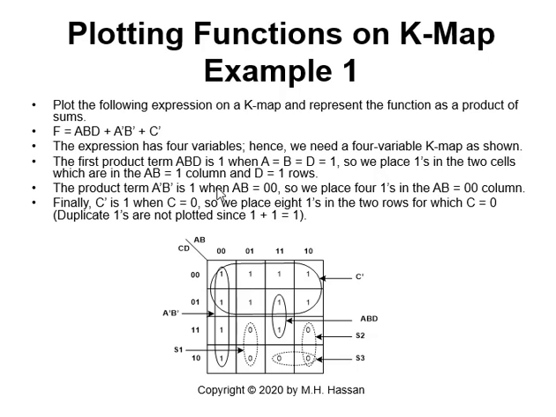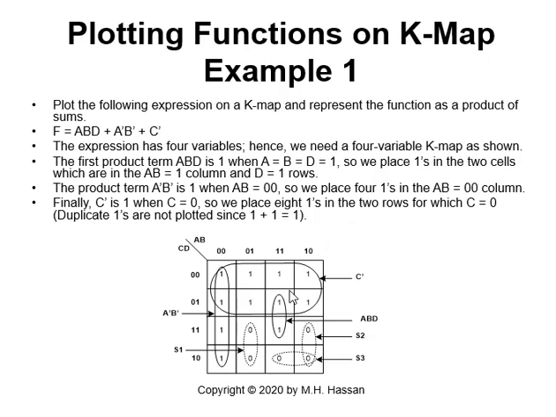Okay. The product term A prime B prime is 1 when AB is 0, 0, so we place 4 ones in the AB 0, 0 column. Finally, C prime is 1 when C is 0. We place 8 ones in the 2 rows for C is 0. The duplicate ones are not plotted since 1 or 1 is equal to 1.